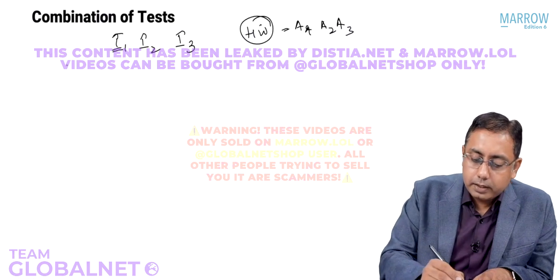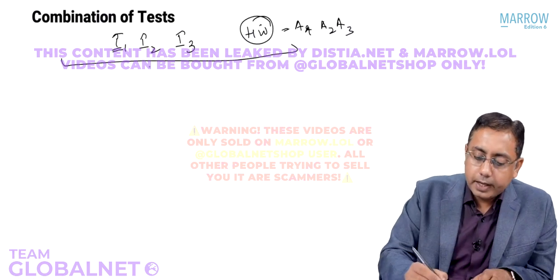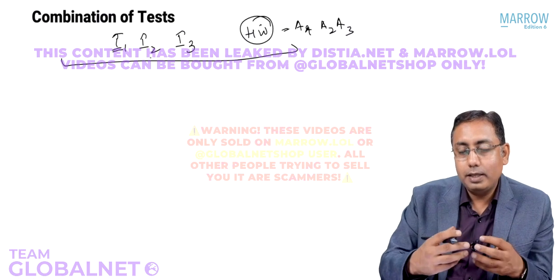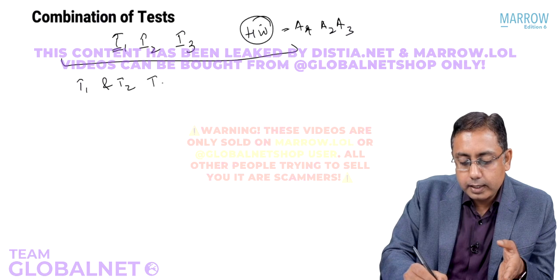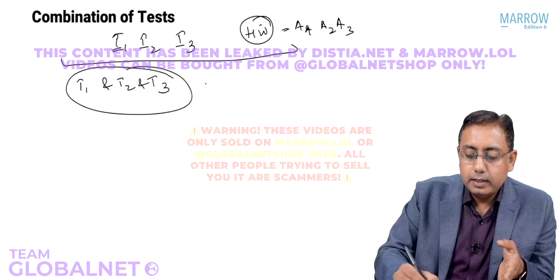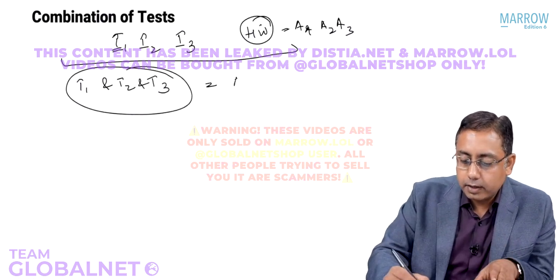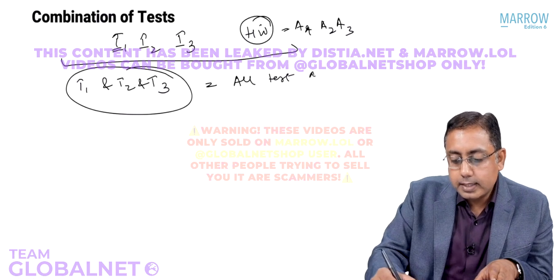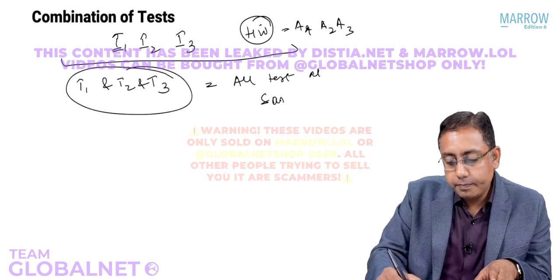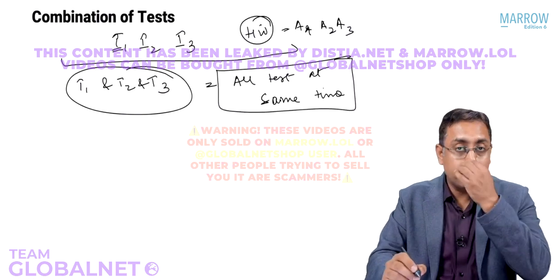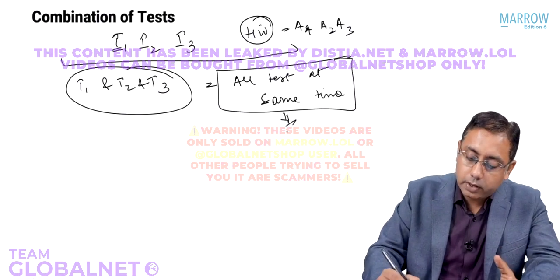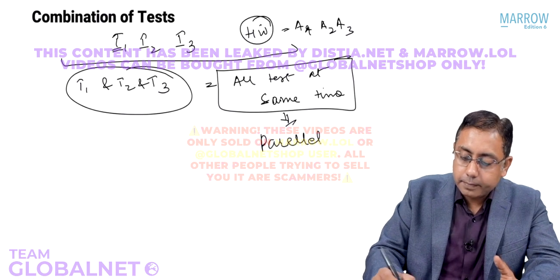So please remember, the take home message over here is that the combination of the test can be in two ways. You can have test 1 and test 2 and test 3 all at a single time. So if all the tests are done at the same time, that is called testing in parallel.